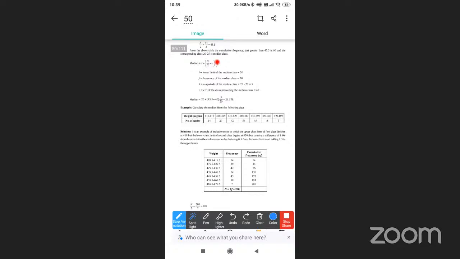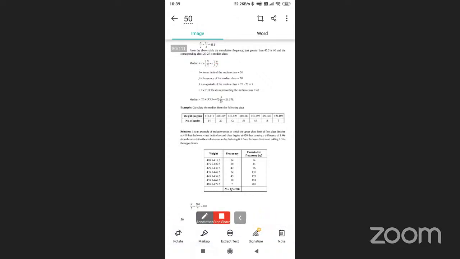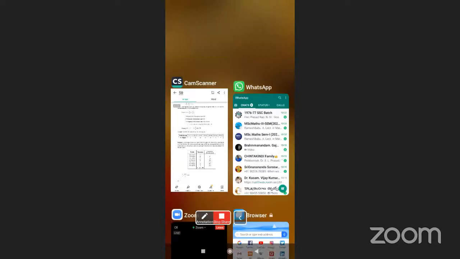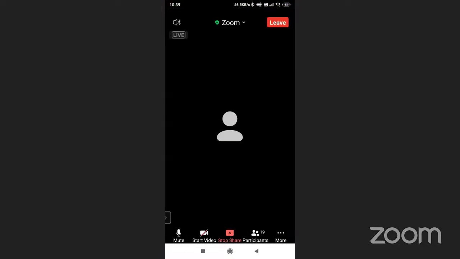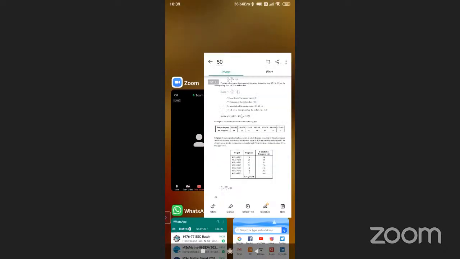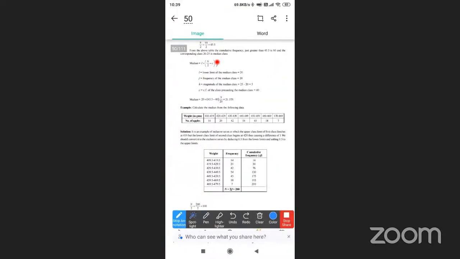Simplify it. Just one minute to simplify it. Screen share, sir. 21.375, right? That is the answer. So 21.375 is the answer.